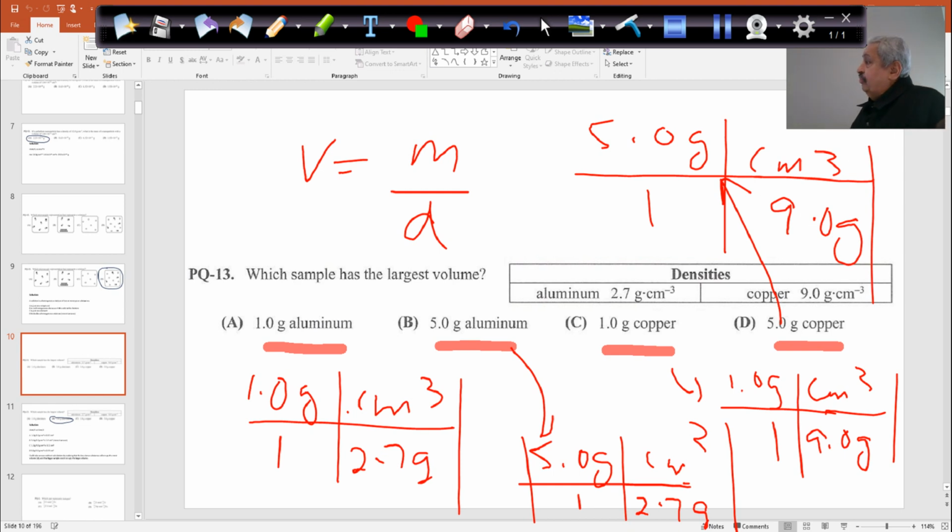Now you can look at the values. You don't have to do calculations, correct? So which one has the largest volume? Which one do you think will have the largest volume, looking at those numbers? What do you think, guys? Which one? Aluminum? We have two aluminums. B, you mean?